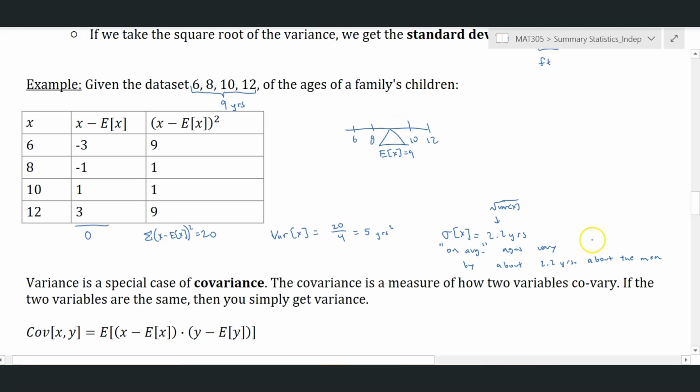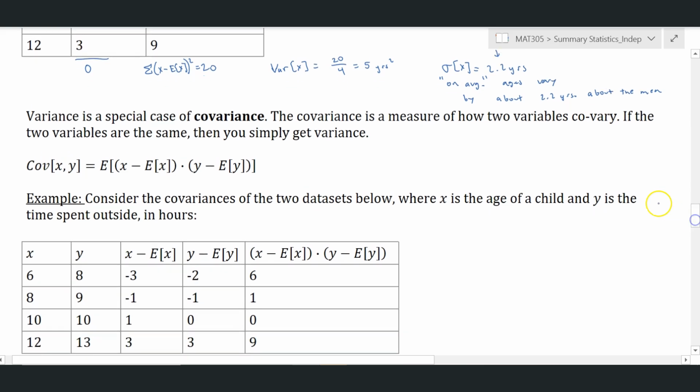So on average, it's about 2.2 years. So again, typically we just use the variance, but I want you to have a sense of what these numbers actually mean. Now, the variance is a special case of what we call the covariance. And as you can see in the word covariance, it's how two things vary together, or how two variables covary.